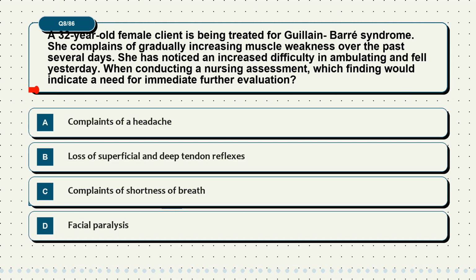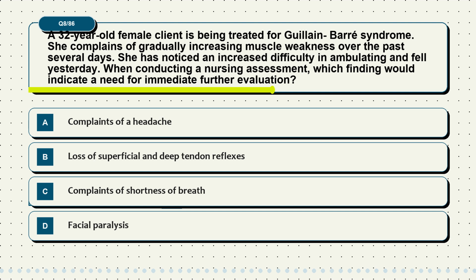Question 8. A 32-year-old female client is being treated for Guillain-Barré syndrome. She complains of gradually increasing muscle weakness over the past several days. She has noticed an increased difficulty in ambulating and fell yesterday. When conducting a nursing assessment, which finding would indicate a need for immediate further evaluation?